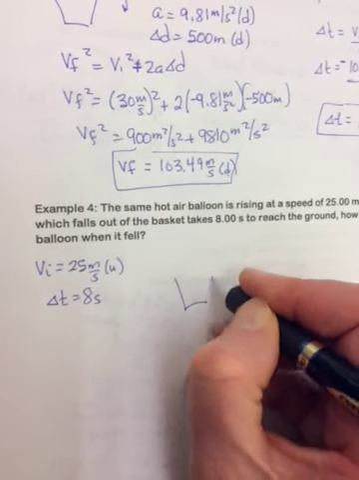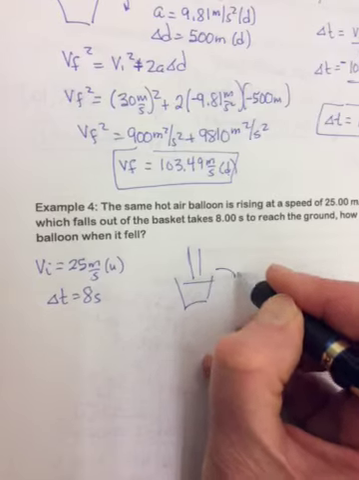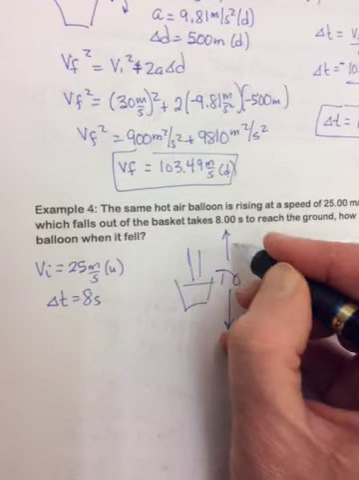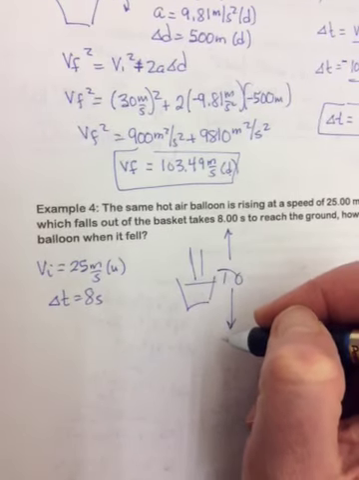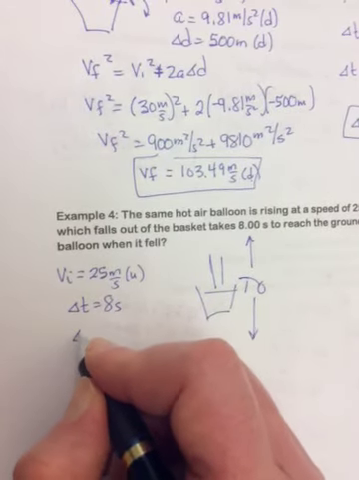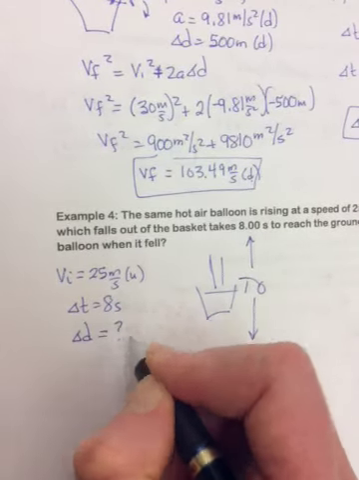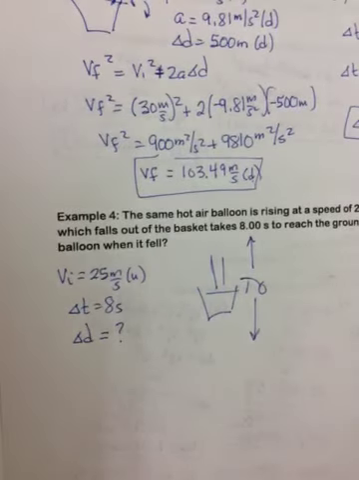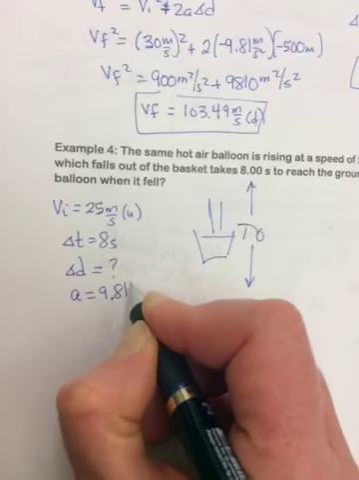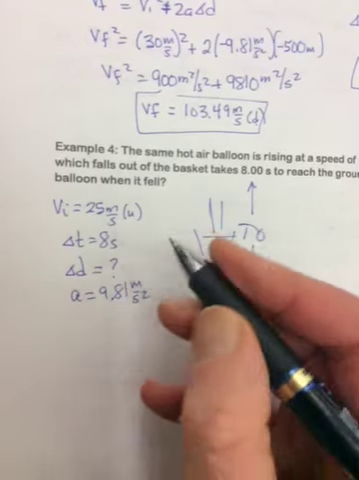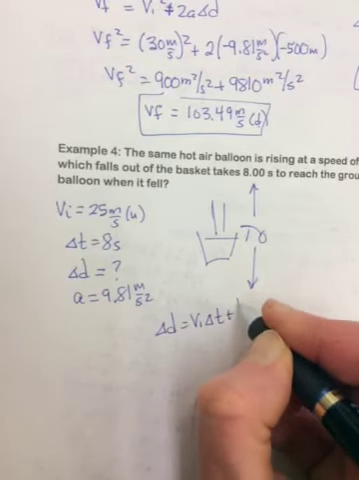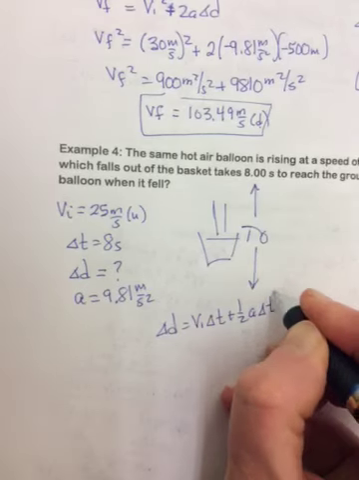Okay, so you have your balloon here and Buddy who's falling out of it. Buddy's going to go down and the balloon is going to go up. But you're looking for how high was the balloon when the guy fell, so you're looking just for how far he fell. I was thinking it was asking how high was the balloon when he hit the ground. Again, A is negative 9.81 meters per second squared. Delta D is equal to VI delta T plus 1/2 A delta T squared.